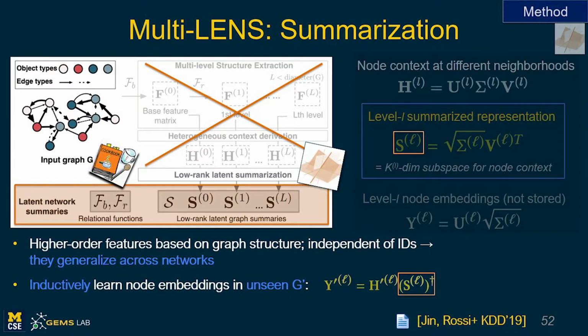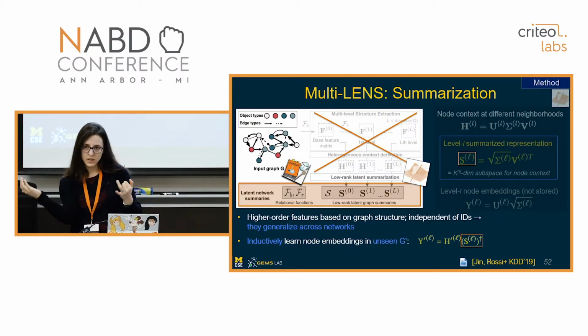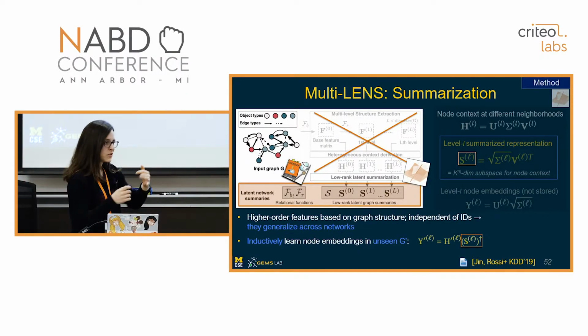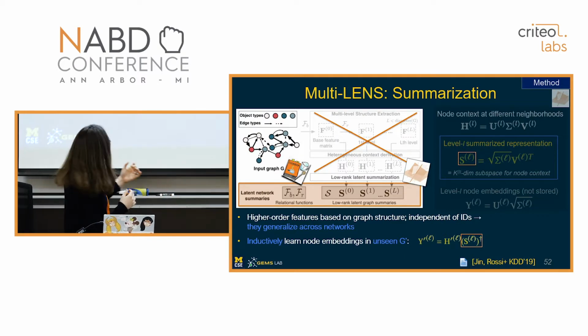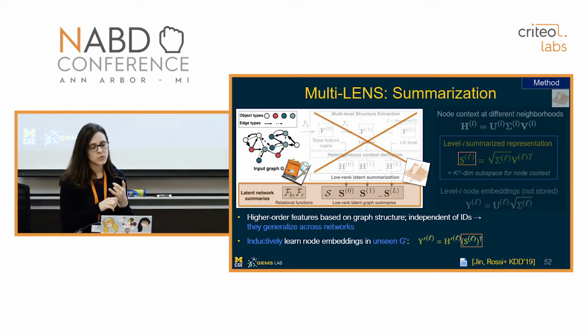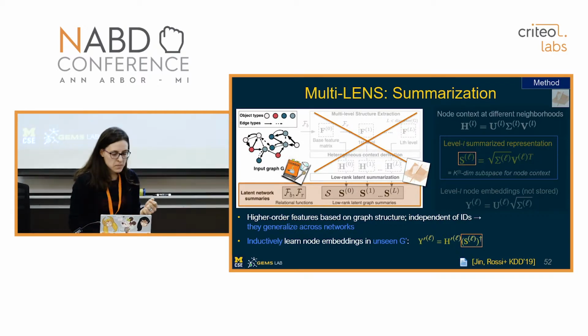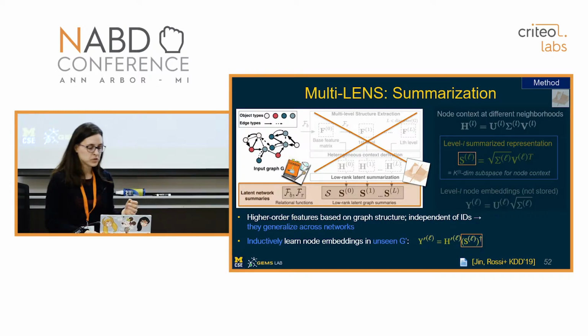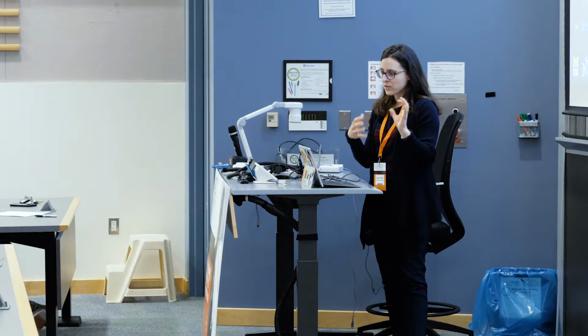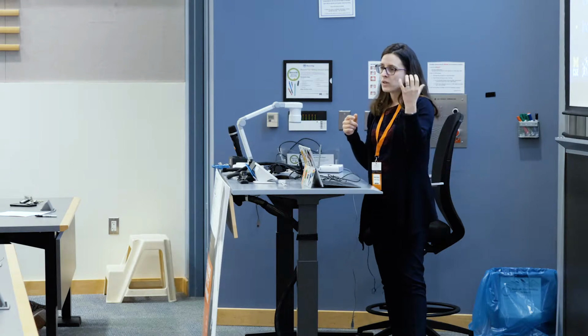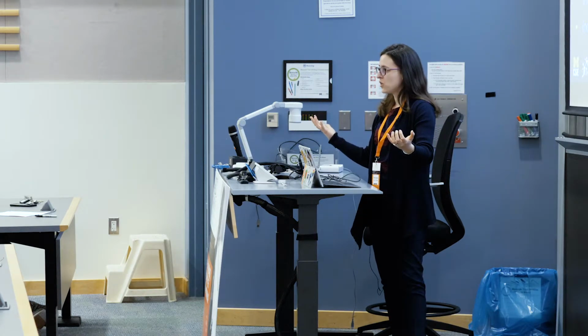One nice thing about this is that we are capturing structural properties. These generalize across networks, so we can potentially train on small networks and apply it on larger ones. And we are also using a technique that is independent of the node IDs, which again generalizes. Because of that, we can learn a summary on one graph and apply it on another one and find embeddings in a new network.